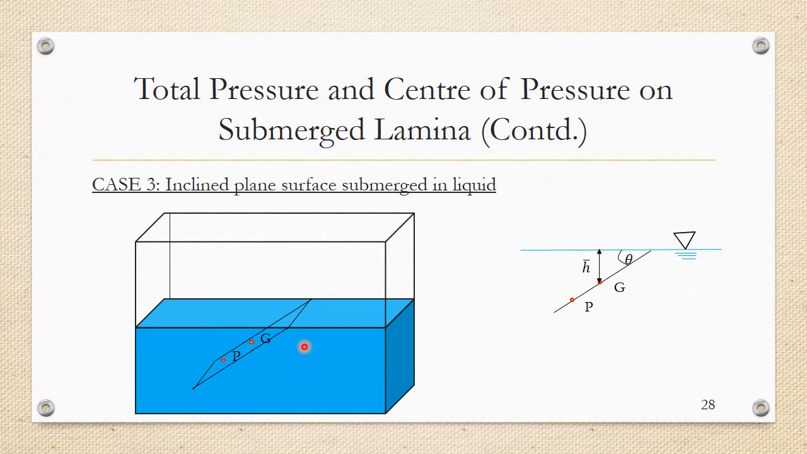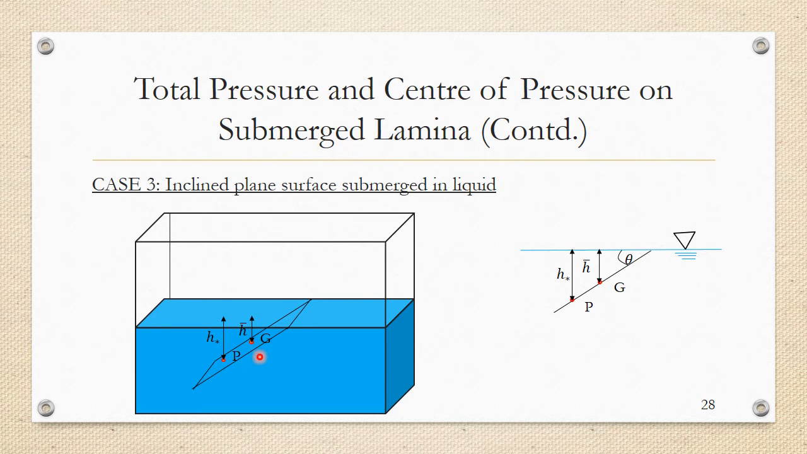The distance of center of gravity from the free surface is given to be h bar. If marked in the three-dimensional figure, this is h bar. From the free surface to center of gravity is h bar. Vertical distance from the free surface to the center of gravity is h bar. Similarly, the vertical distance from the free surface to the center of pressure is h star. And here also the distance from the free surface to the center of pressure is h star.